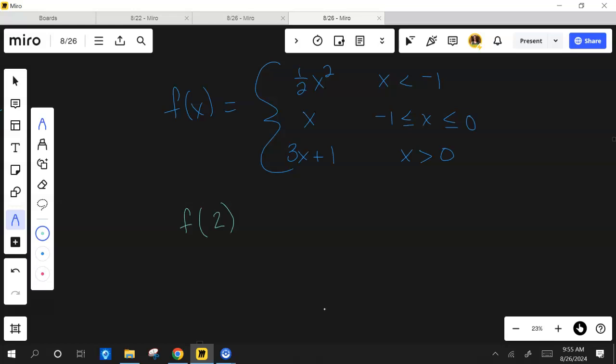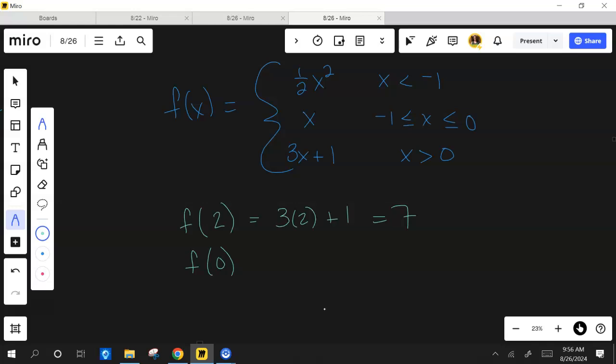If I asked you to find f of 2 based on this function, because 2 is greater than 0, so 3 times 2. F of 0, which one am I using? Middle one, because it has an equal sign at the bottom of it.